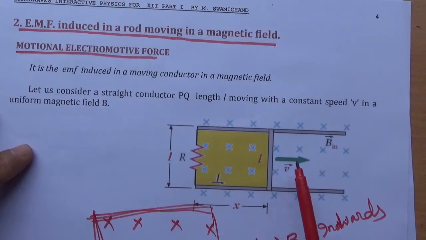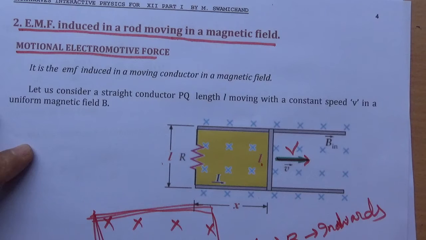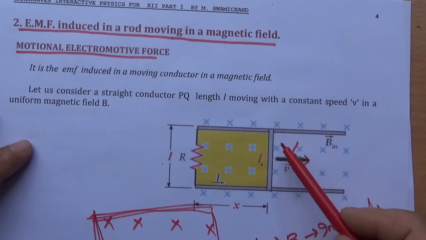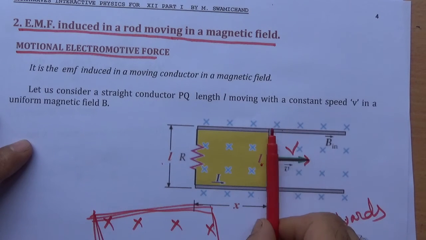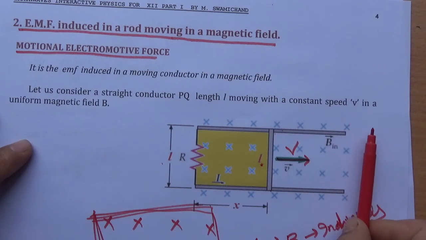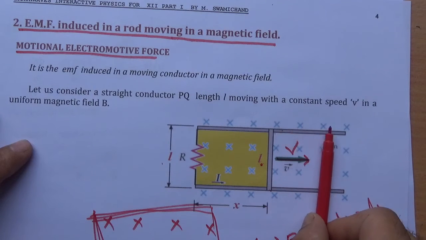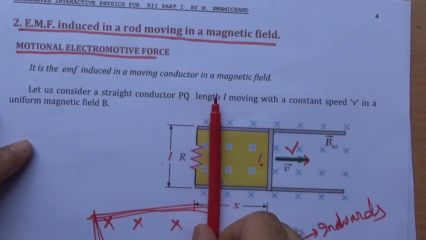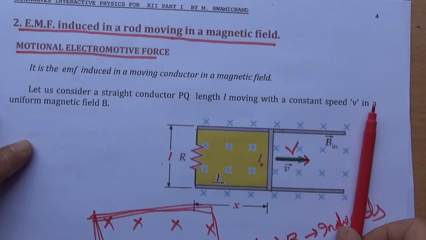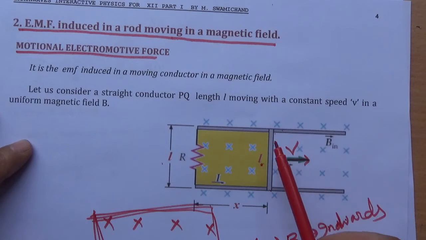The rod is a conductor of length L. This conductor moves with a speed v perpendicular to the magnetic field. So when the rod moves perpendicular to the magnetic field, electromagnetic induction takes place.